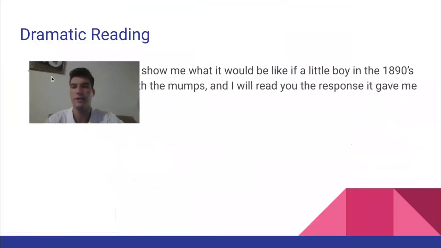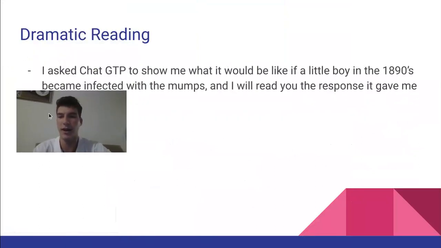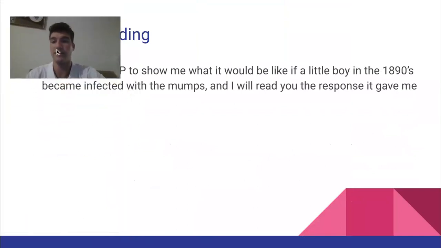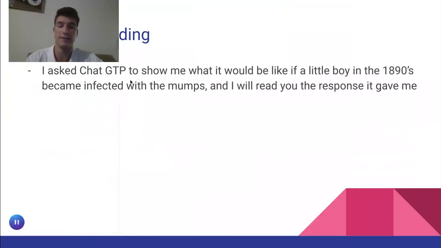And then to give you guys a practical application of what it might look like for someone to get this disease back in the olden days before the vaccine existed. It was very prominent. I asked ChatGPT to show me what it would look like if a little boy in the 1890s became infected with the mumps. And I thought it would be a cool window into the past to do a reading of ChatGPT's response for you guys. So this is a conversation between a father and his son who was infected with mumps.